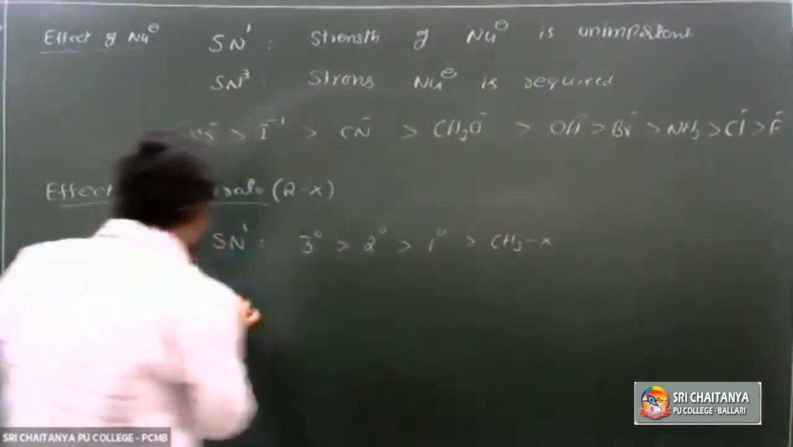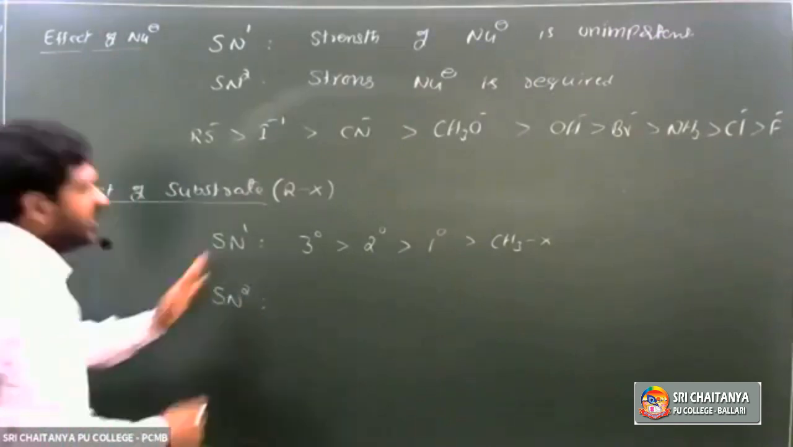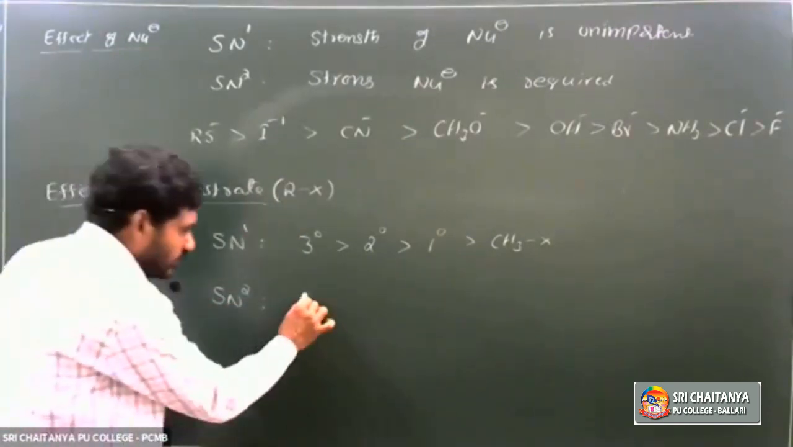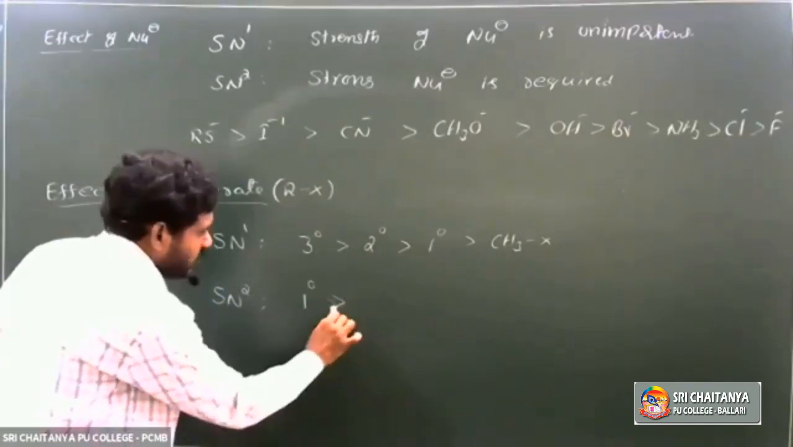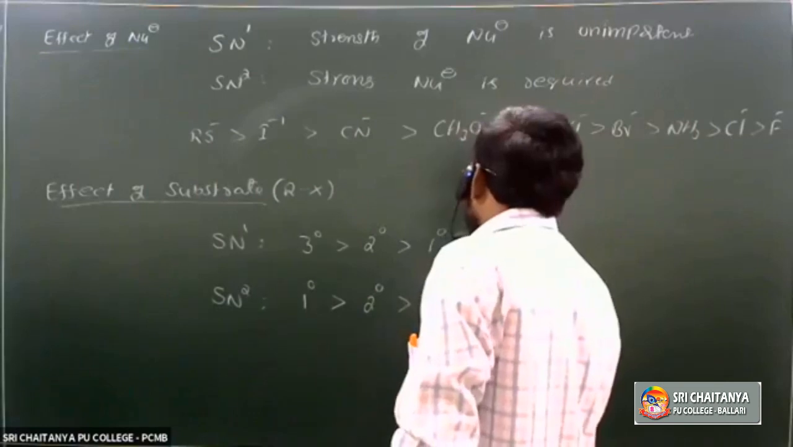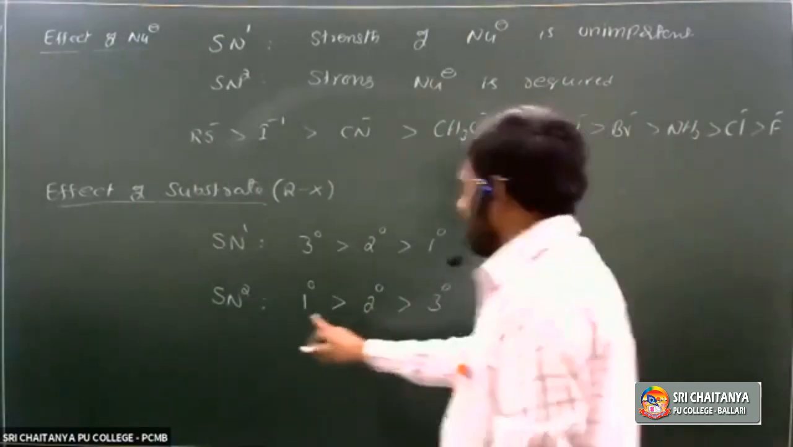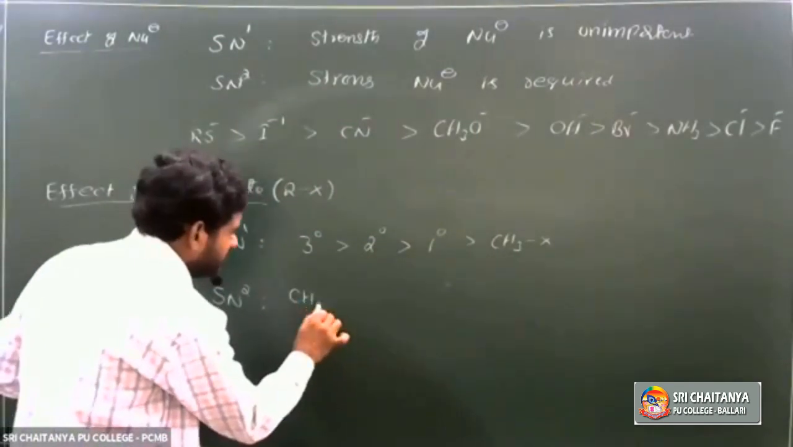Next, in case of SN2 reaction or SN2 mechanism, the order is reverse. So primary alkyl halides undergo SN2 reaction more easily than secondary alkyl halides, than tertiary alkyl halides. Primary means methyl halides are more reactive.